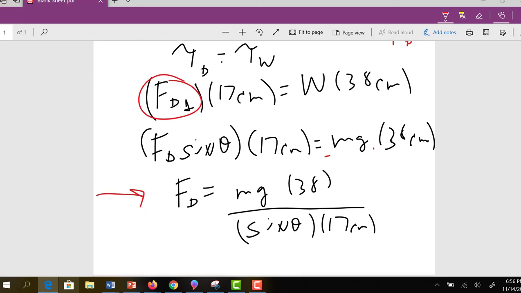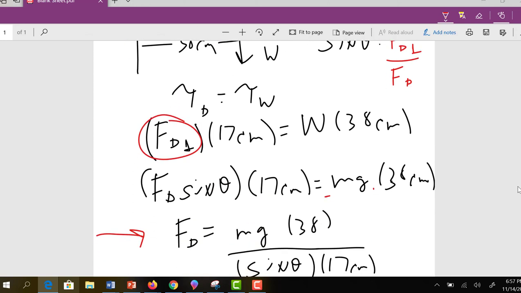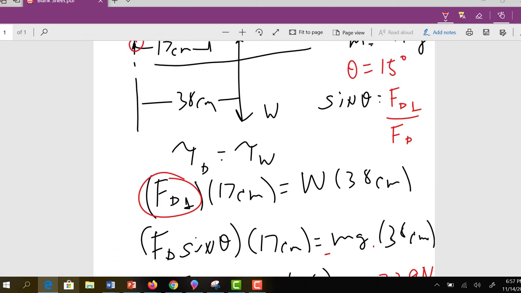Okay, and then again, theta is 15 degrees. So let's actually see what we get for this. So the mass, I think they said, was 4 kilograms. Yeah. So we've got 4 times 9.8 times 38 divided by the whole quantity sine of 15 times 17. And I get 339 or so. 339 newtons. Okay? Alright, that sounds reasonable.